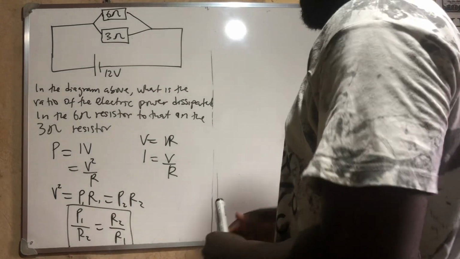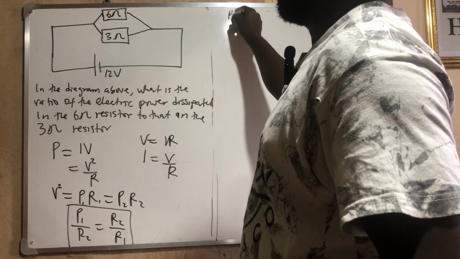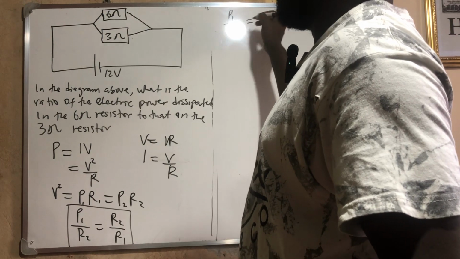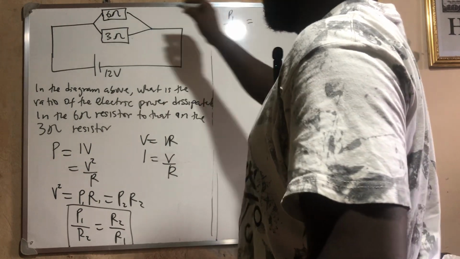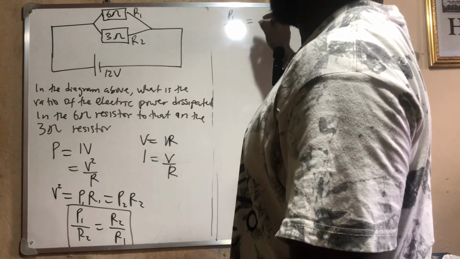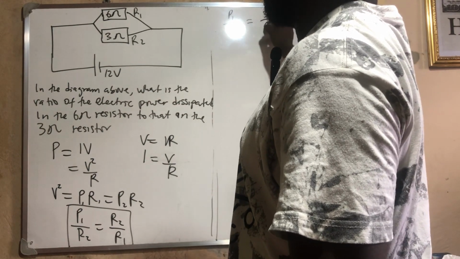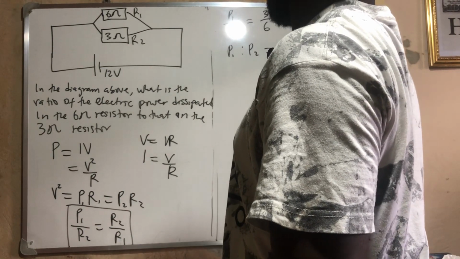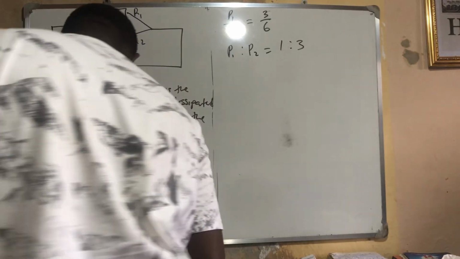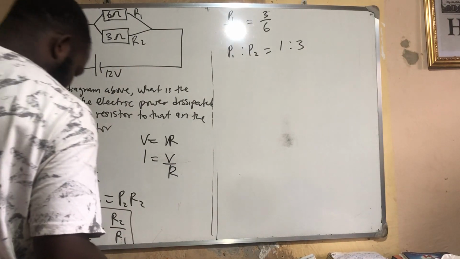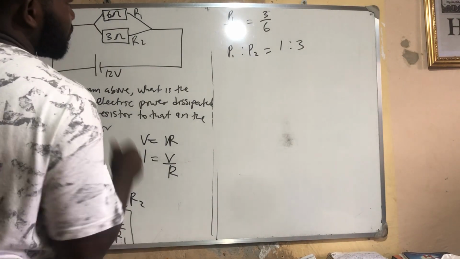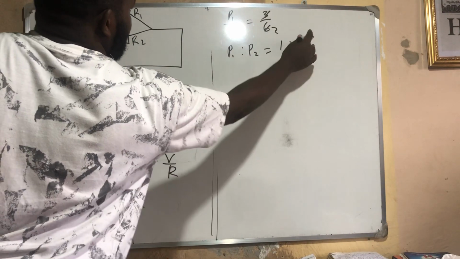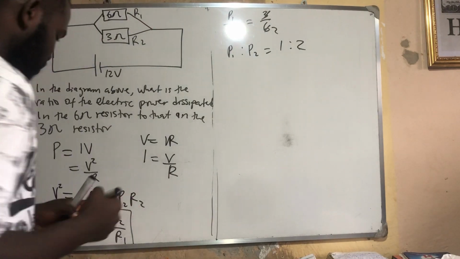So we now have the ratio, P1 over P2. Let me call these R1 and R2. So it will now be 3 over 6. So P1 is to P2 is 1 is to 3. Sorry, 1 is to 2.